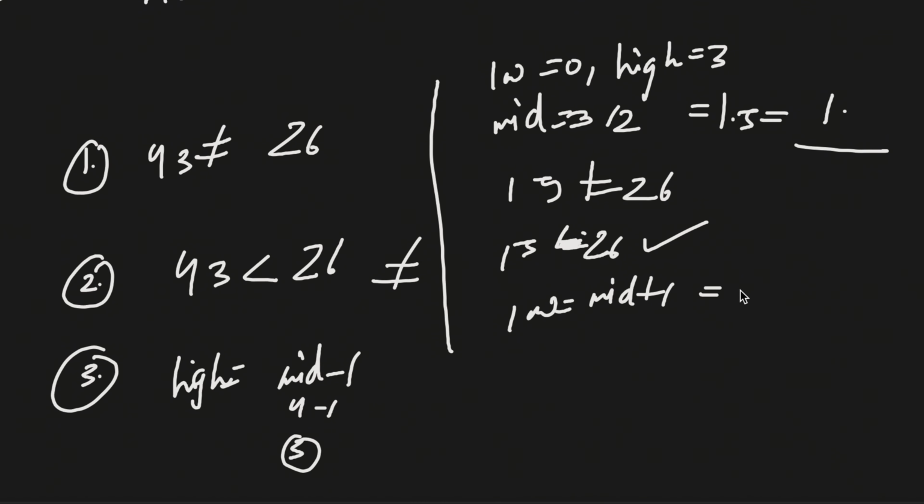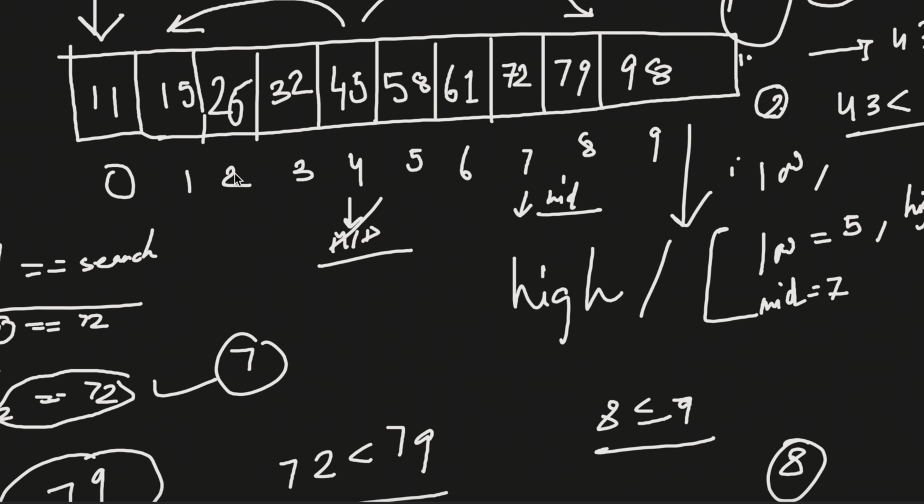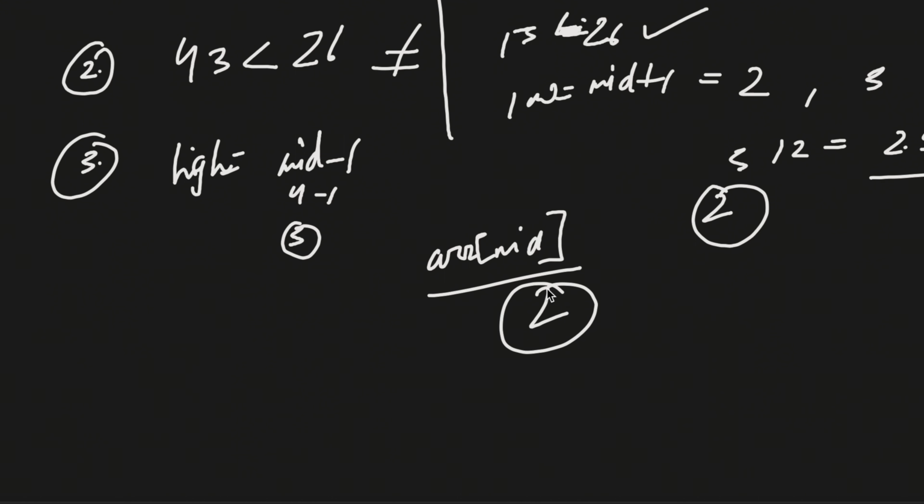Mid is 1, so my low would be 2, high would be 3, and my mid also changes. 5 divided by 2 is equal to 2.5. So now my mid is 2 precisely. Now again I check if array of mid equals the search element. Yes, the search element is at the second index and my mid also matches. So I return my array of mid value as the second index. In this case my mid also matches, and I return the second index.